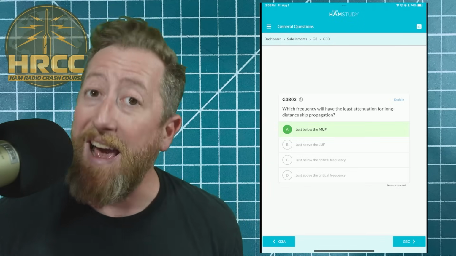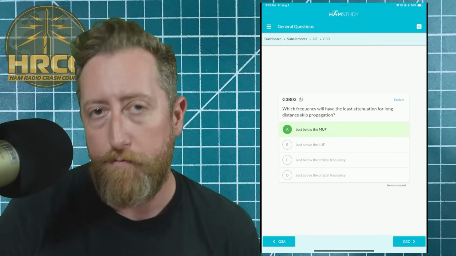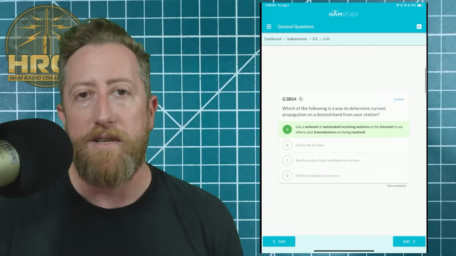Keep in mind the MUF, and also we'll see a little bit later, the lowest usable frequency, or the LUF, will be part of something you can consider for long-distance communication.